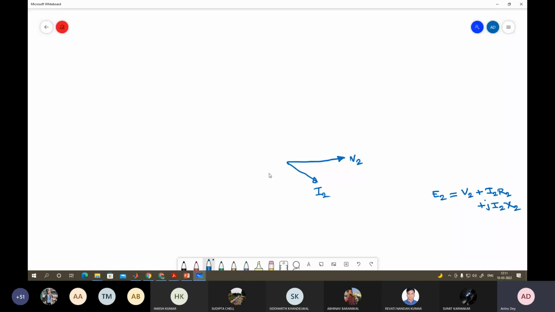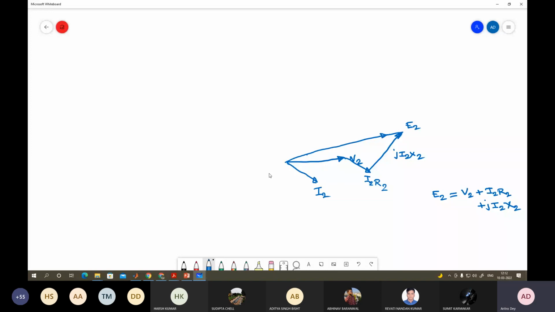This is V2, and then I2 R2 is in the same phase as I2. Then j I2 X2 is 90 degrees leading, because this is the inductive voltage drop, so it leads I2 by 90 degrees. So this is your j into I2 into X2. Once you have this, you get E2. Now you know the value of R2 and X2, so you can get the angle between these two, isn't it?